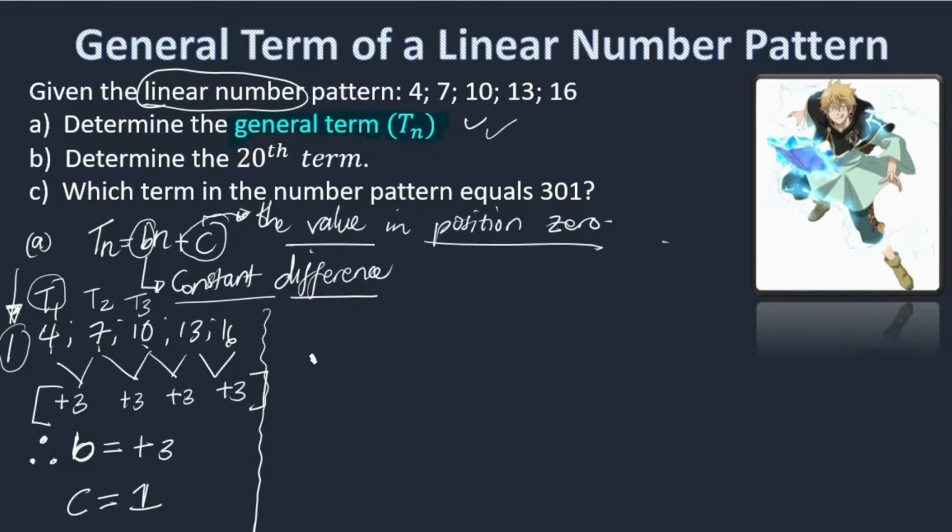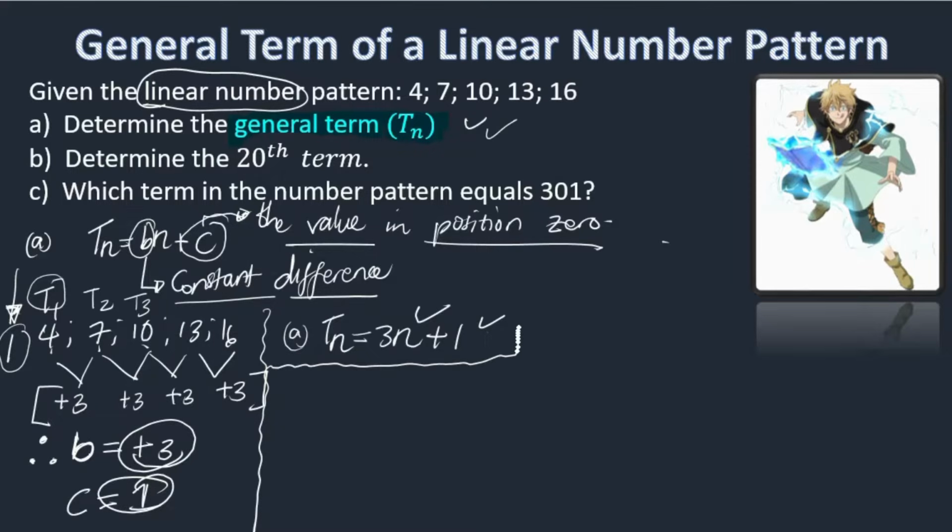So now when you give me the answer for question A, you're going to say Tn is equal to, where there is B you put 3n, then where there is C you put plus 1. There you go. You get your 2 marks there. Easy 2 marks to collect. Now question B, not to waste time there. Question B says find the 20th term.